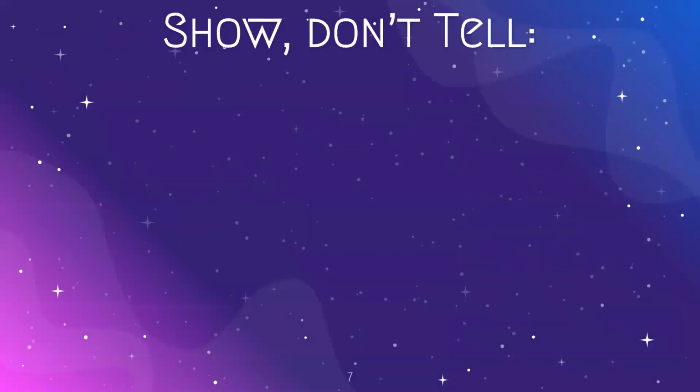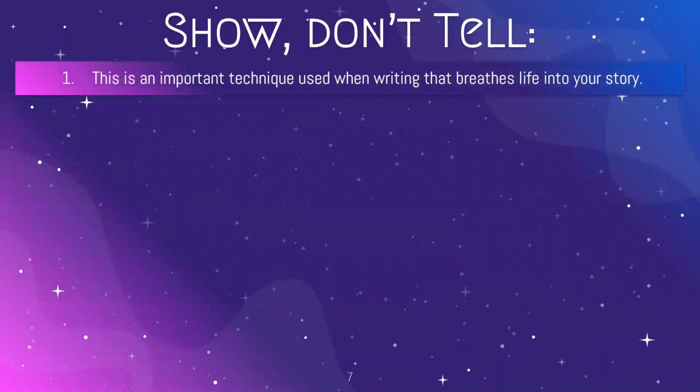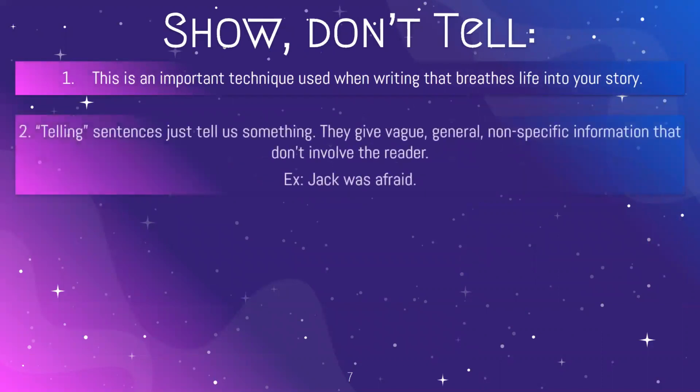All right, show, don't tell. This was a big thing, and a lot of you guys told a lot but didn't show much. So show don't tell is an important technique used when writing that breathes life into your story. Telling sentences just tell us something. A lot of you guys do this. They're vague, they're general, they don't give specific information that involve the reader, right?